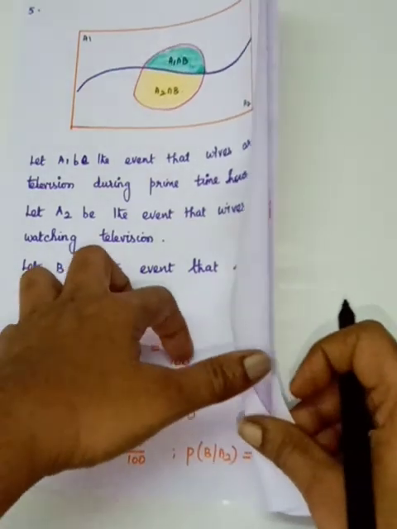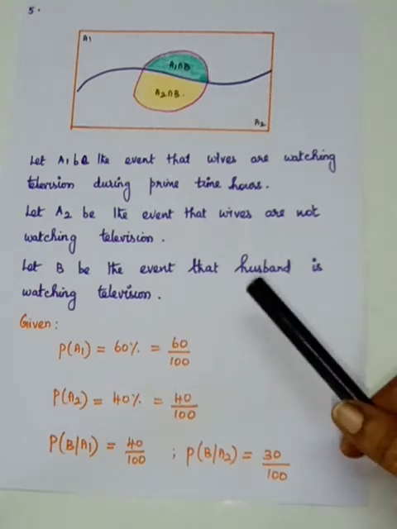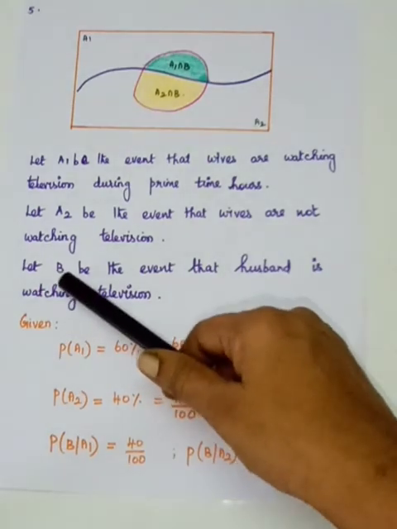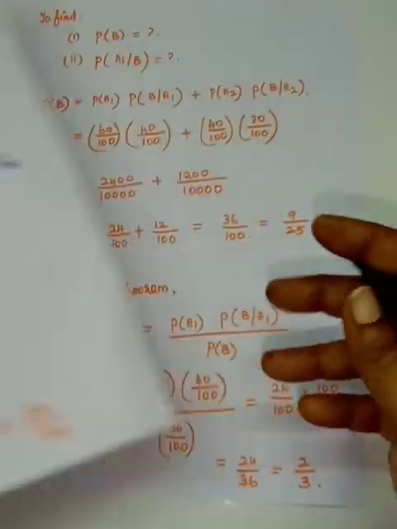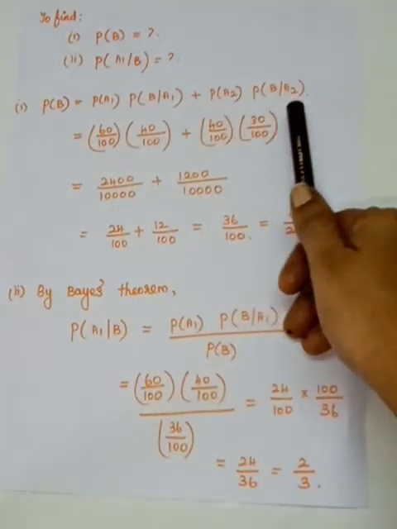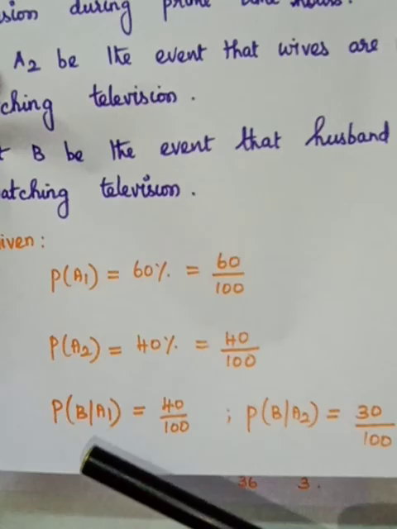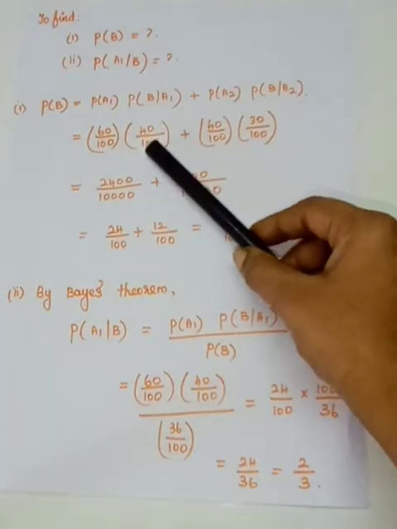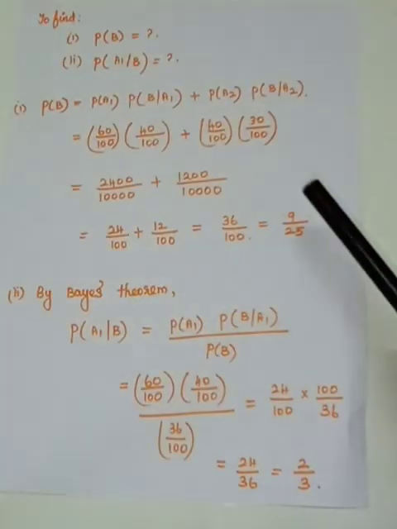Okay, so what is the first question asked? The first question is find the probability that the husband is watching the television during the prime time of television. So husband is watching. Okay, so that event is B. So we have to find out P of B. So P of B means how you can find: P of A1 into P of B by A1 plus P of A2 into P of B by A2. So P of A1, what we have written, it is 60 by 100. P of B by A1 is 40 by 100. And P of A2 is 40 by 100 and P of B by A2 is 30 by 100.